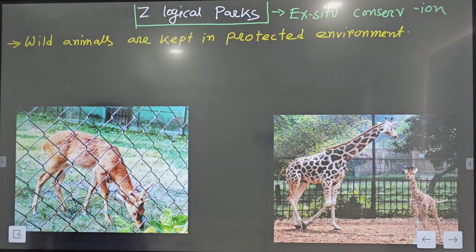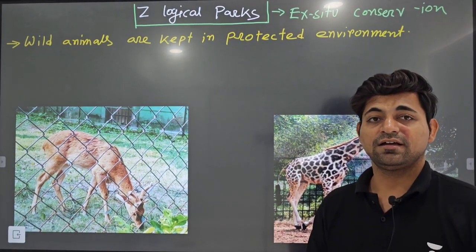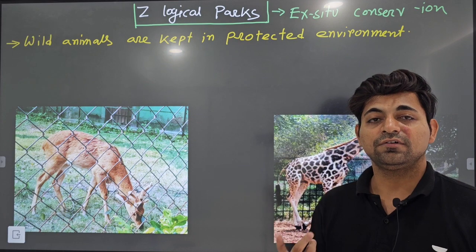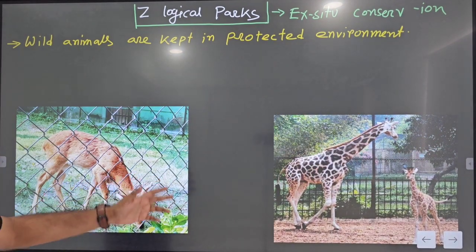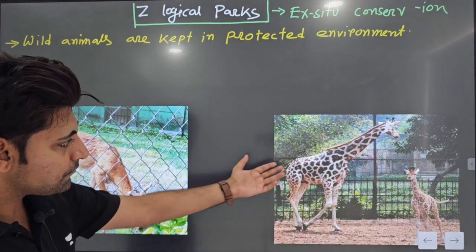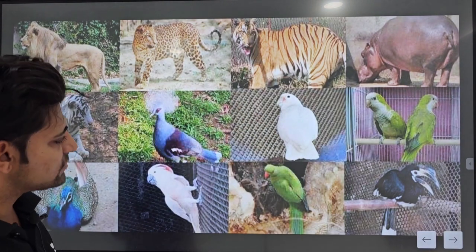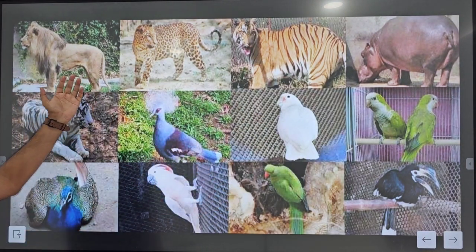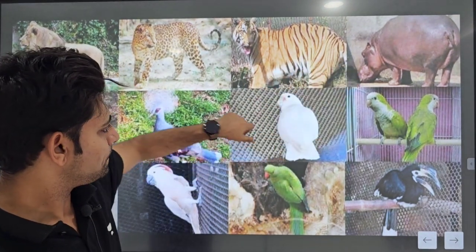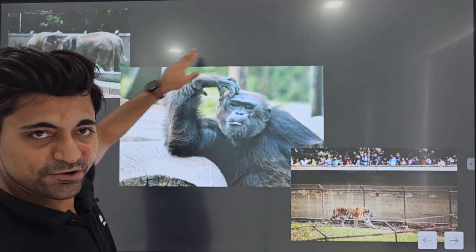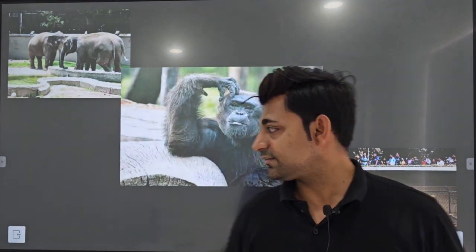Next, zoological park. Do you know which is the largest zoological park of India, even in Asia? The zoological park of Kolkata is Alipore Zoo. Some pictures are there of Alipore Zoo. Deer, giraffes, some other organisms are also there. A few birds are there. Lion, panther, tiger, your favorite hippo, chimpanzee, elephants, tiger.